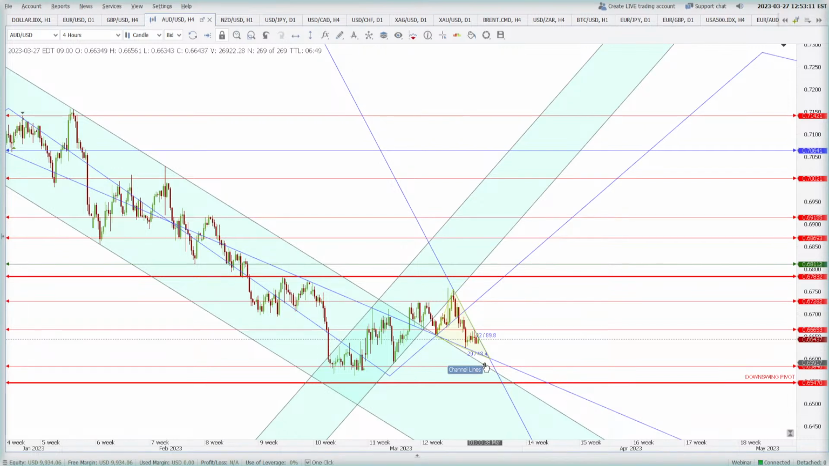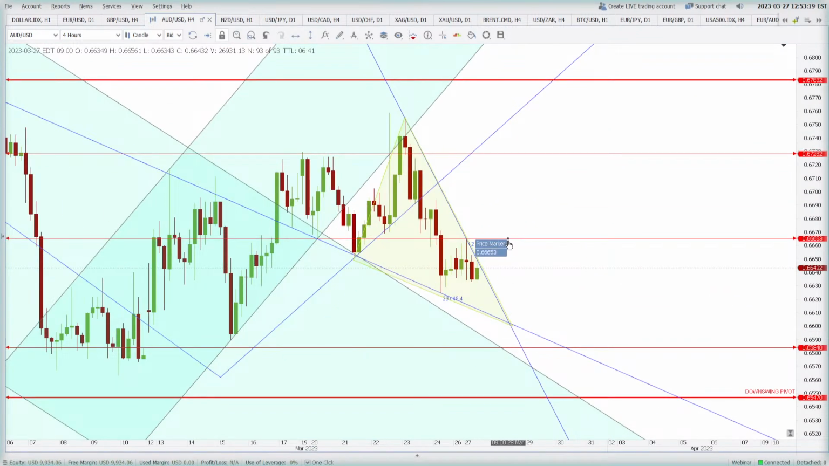So let's see how the things unfold here in this one, Australian dollar. Right now it is in a sell mode, the resistance being 0.6665, the support being 0.6584, but this dynamic support line from this falling wedge may also provide some support to the price on the way down.